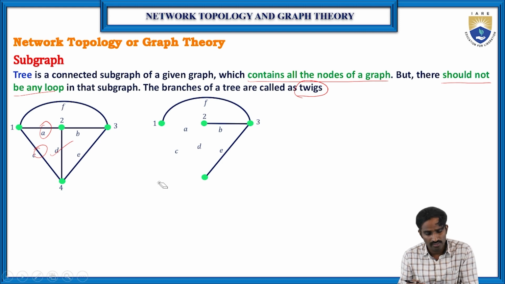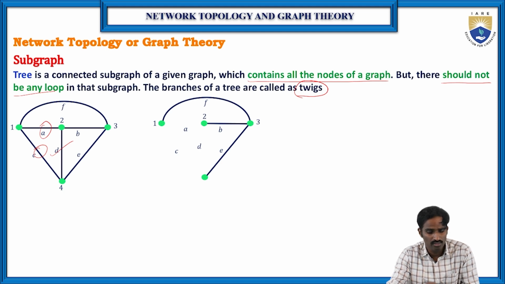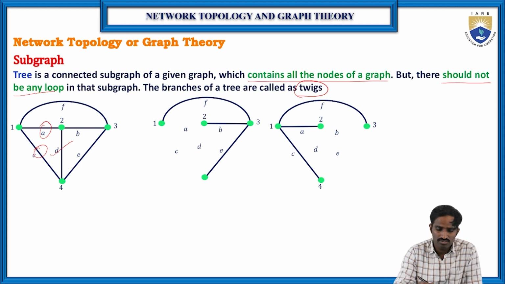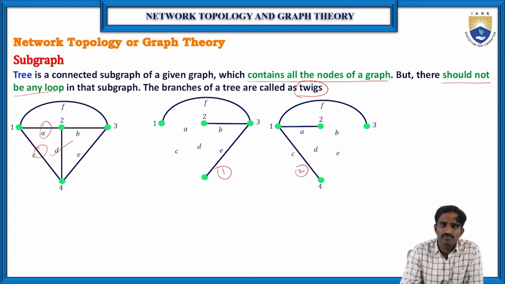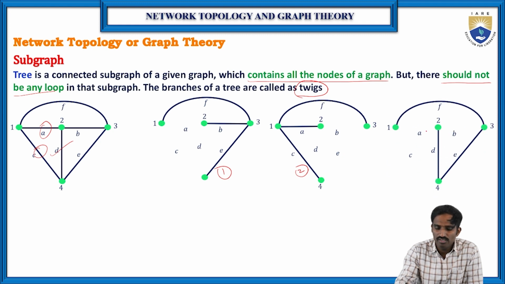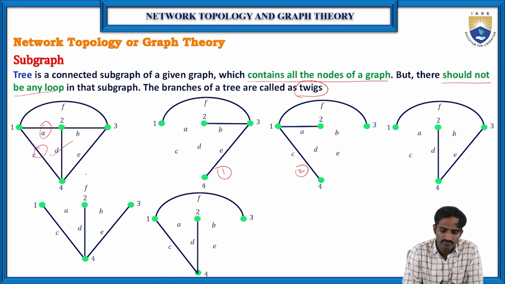Of course, for a particular graph there is no condition like it should have only 1, 2 or 3 trees. So let us see how many trees we can get for this particular graph. This is another combination. This is also a subgraph and this is the second subgraph, which we can call a tree. The third one is by removing A, B, C, the fourth by removing A, B and F, and then the fifth one.